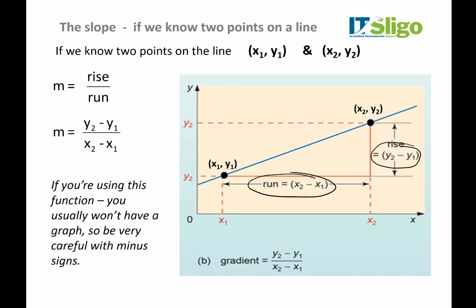Usually you won't have a graph, guys, so it's really important to be very careful with your signs, because a small slip up with any one of these variables or your calculation can very easily turn a positive slope into a negative slope. And like I said in the last slide, that's pretty much a catastrophic error. Anything you do with that function from there on in will be utterly meaningless. So you gotta get the slope right.